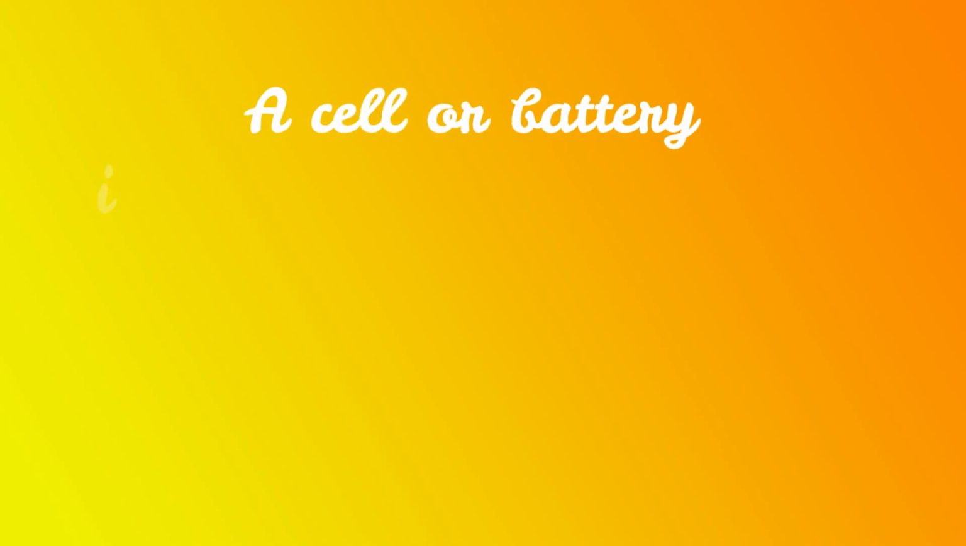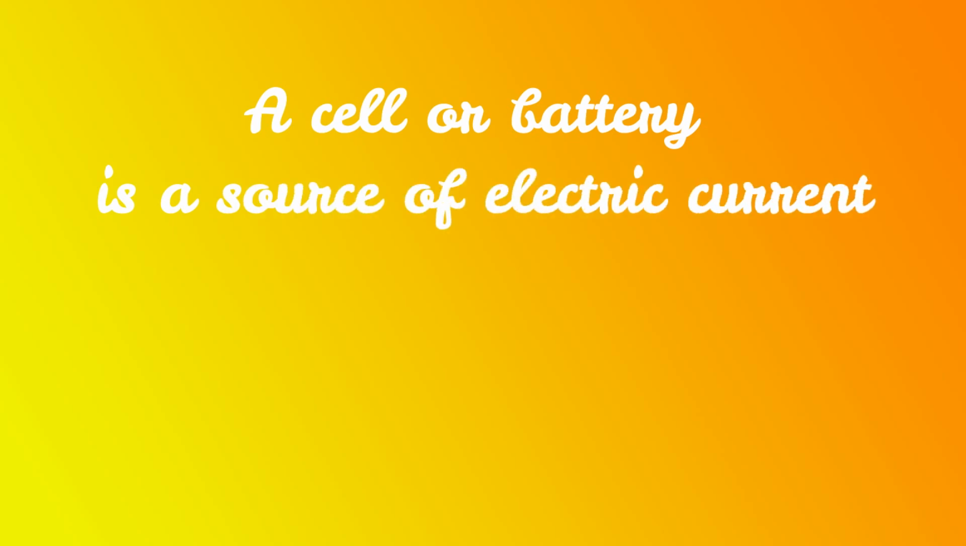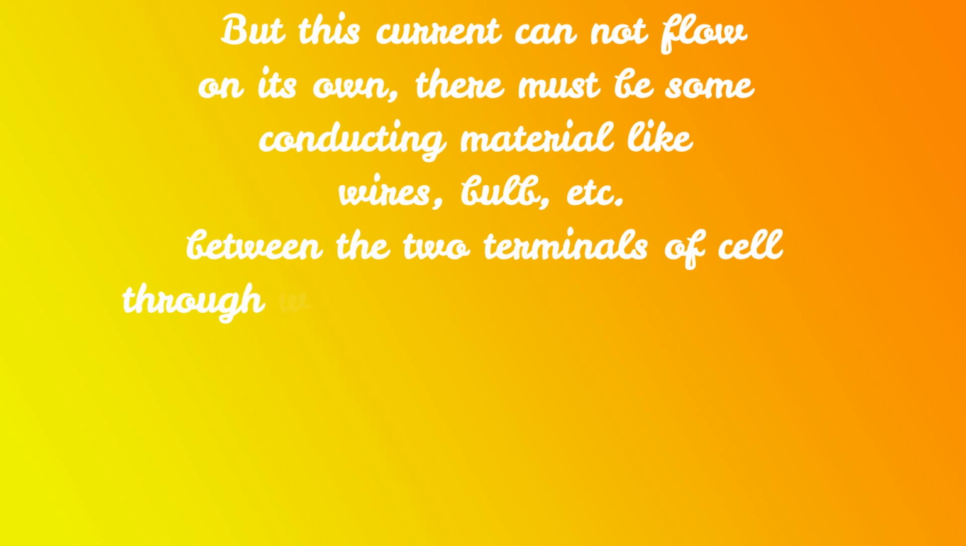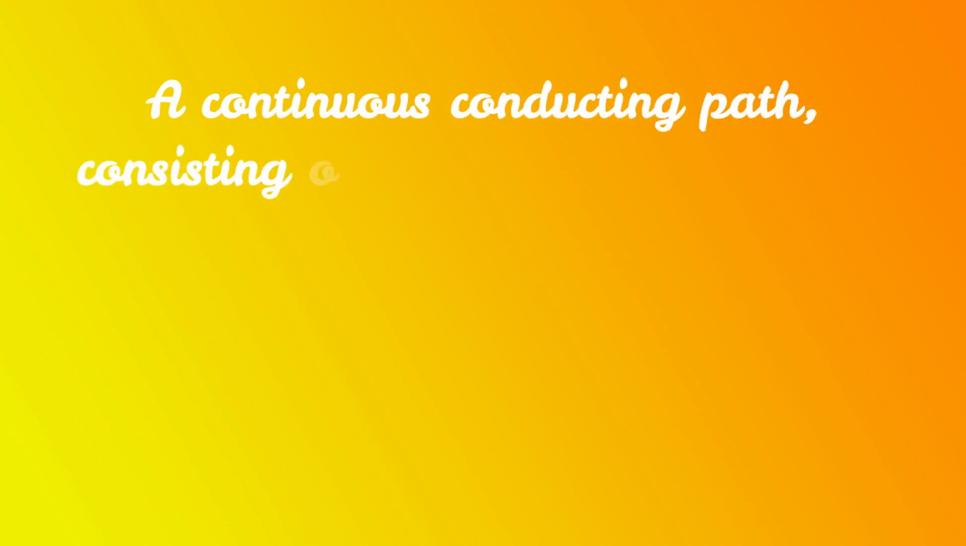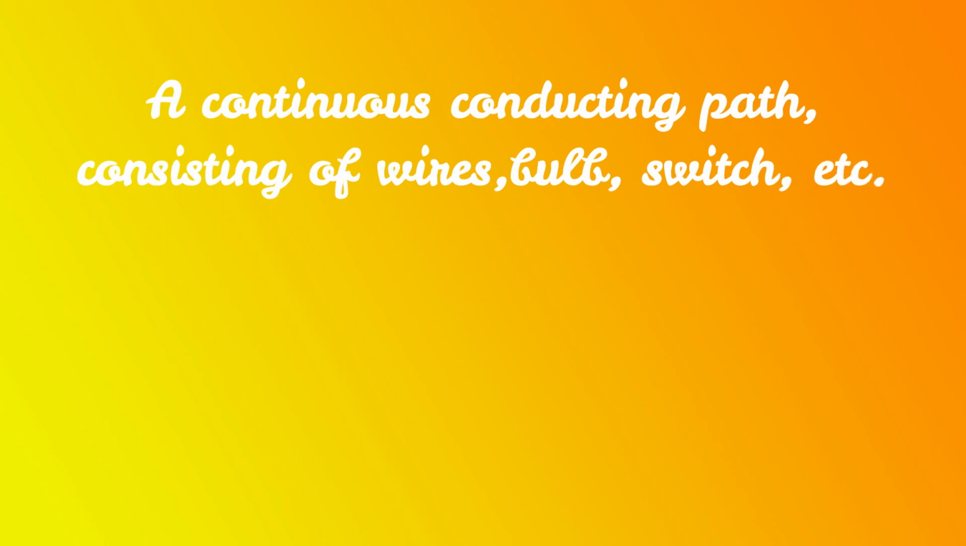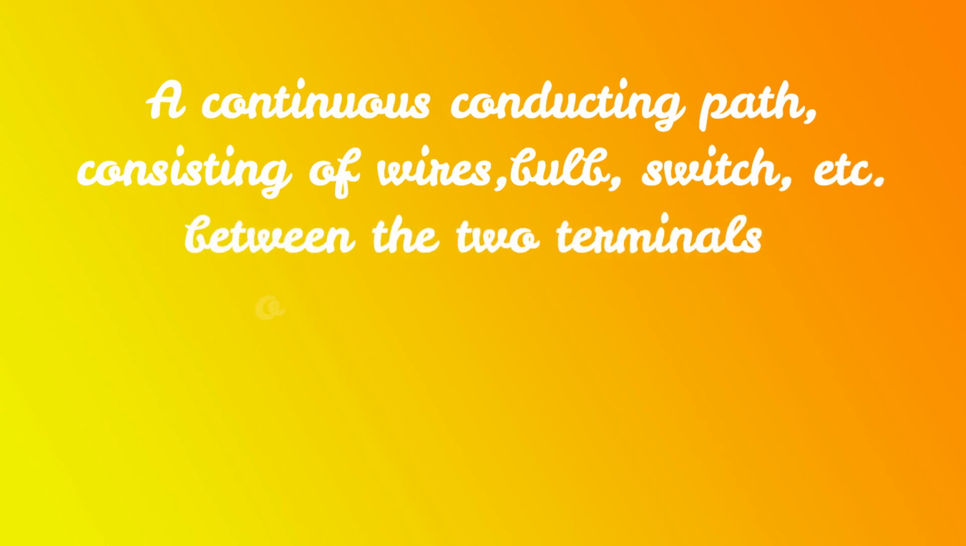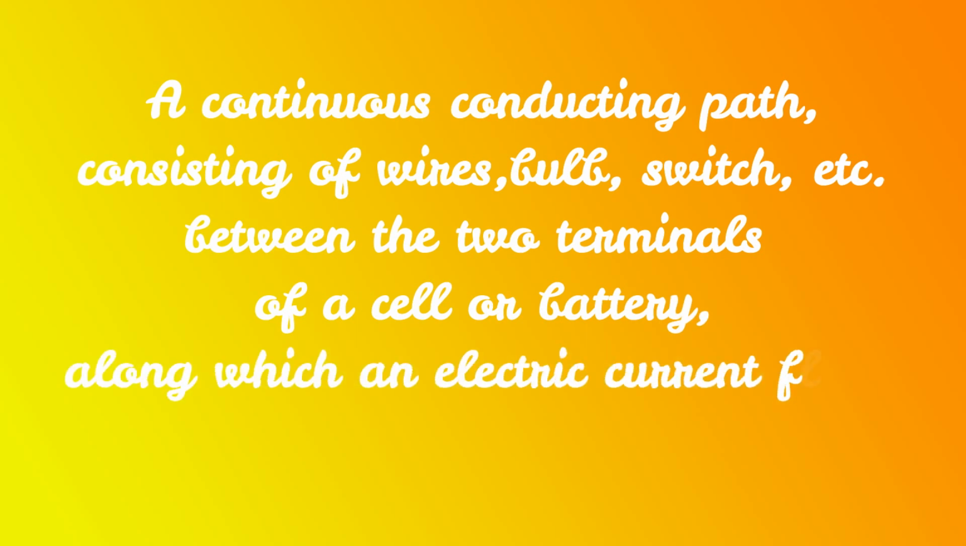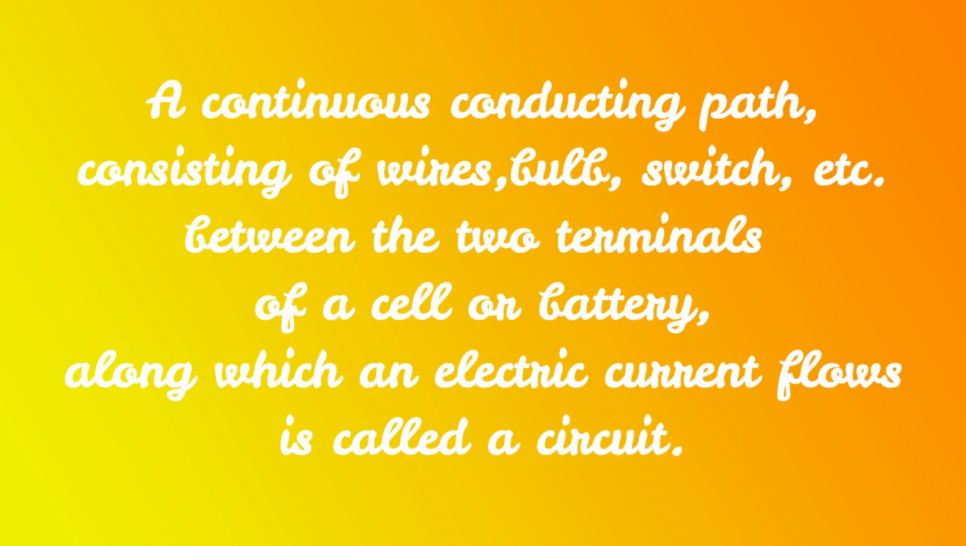A cell or battery is a source of electric current, but this current cannot flow out on its own. There must be conducting material like wires, bulb, etc. between the two terminals of the cell through which electric current can flow. A continuous conducting path consisting of wires, bulb, switch, etc. between the two terminals of a cell or battery along which an electric current flows is called a circuit.